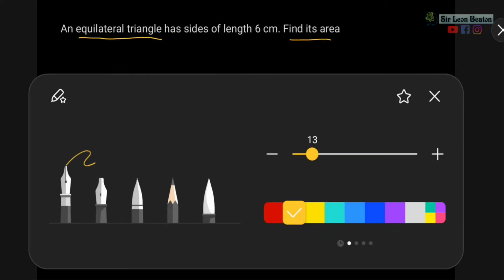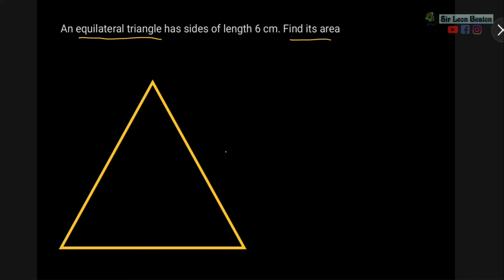So we are dealing with an equilateral triangle, and the name itself, equilateral, speaks to the features of the triangle. One of the features of the equilateral triangle is that all the sides are equal. They give us the length of one side as 6 cm, so if one side is 6 cm, then all the sides are equal to 6 cm. And we want to find the area, and we know to find the area of a triangle.